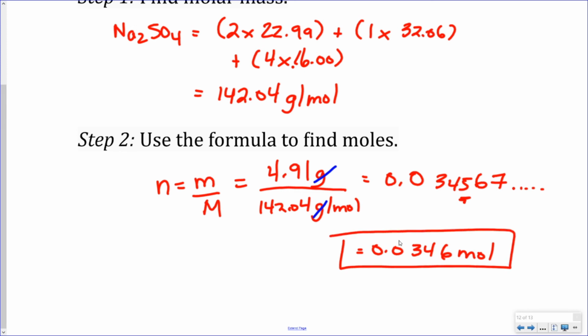Does that answer make sense? Does it make sense that we would have only 3/100ths of a mole? Yeah, if 1 mole has a mass of 142 grams, and we only have roughly 5 grams, that's a very small portion of a mole, so this makes sense.